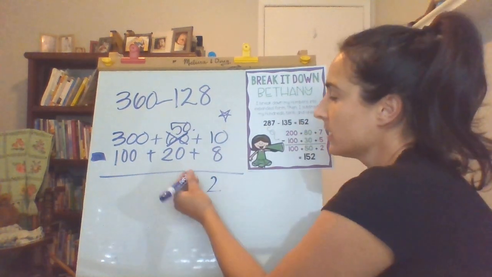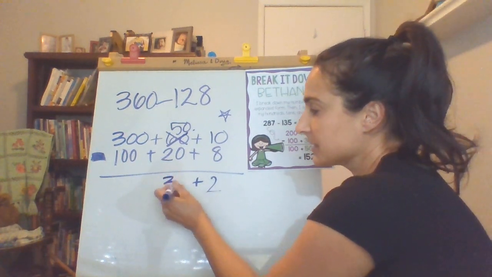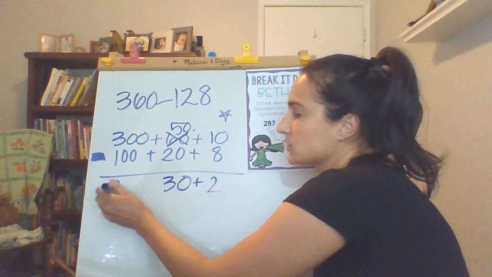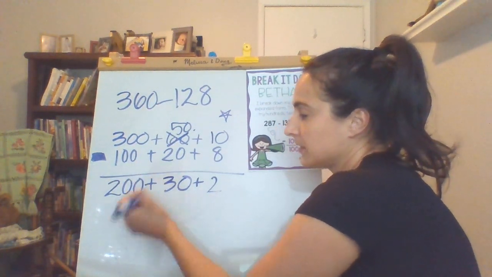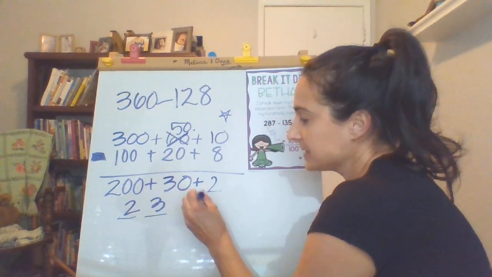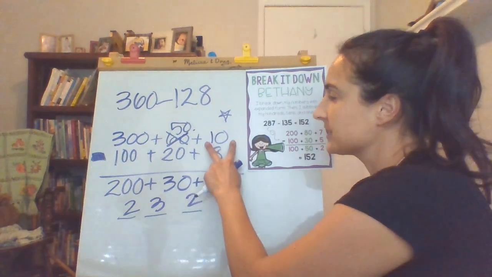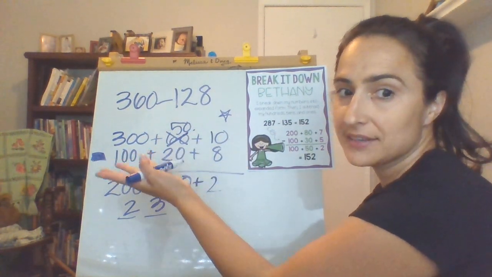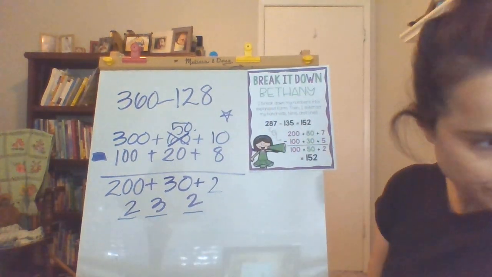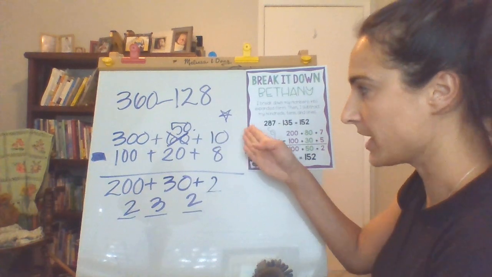Good. 5 tens minus 2 tens is 3 tens, which is 30. And 300 minus 100 is 200. So I have 2 hundreds, 3 tens, 2 ones. If you need to see this again, go ahead and rewind it, watch it again. I know it's a little tricky. It's not changing the value of my number at all, right?